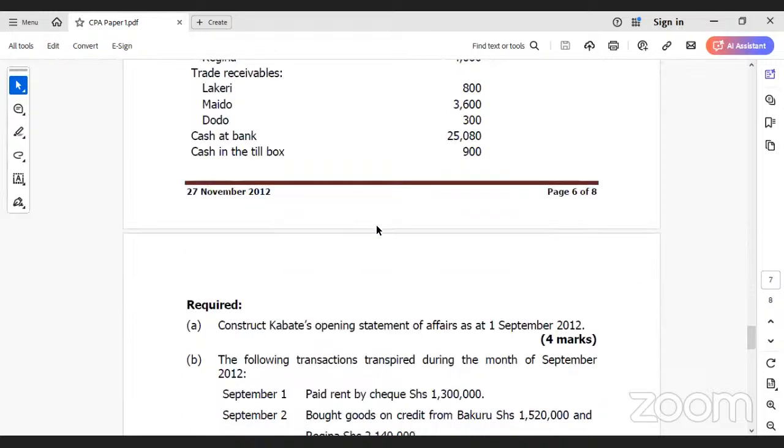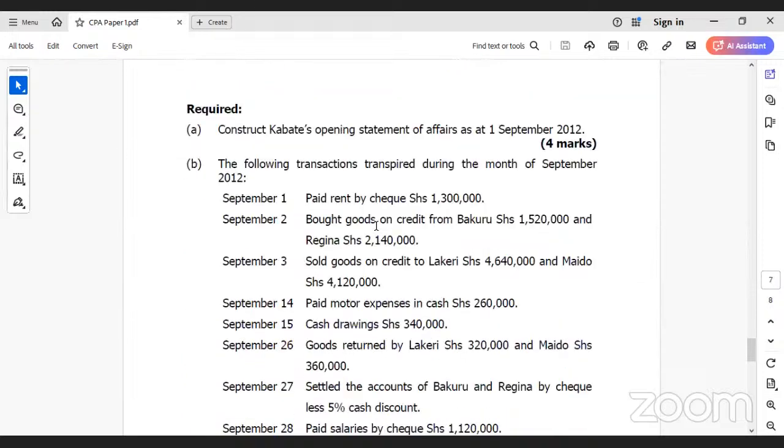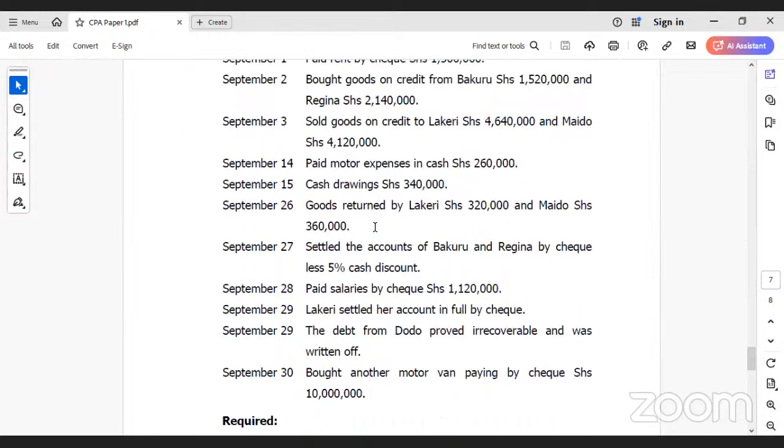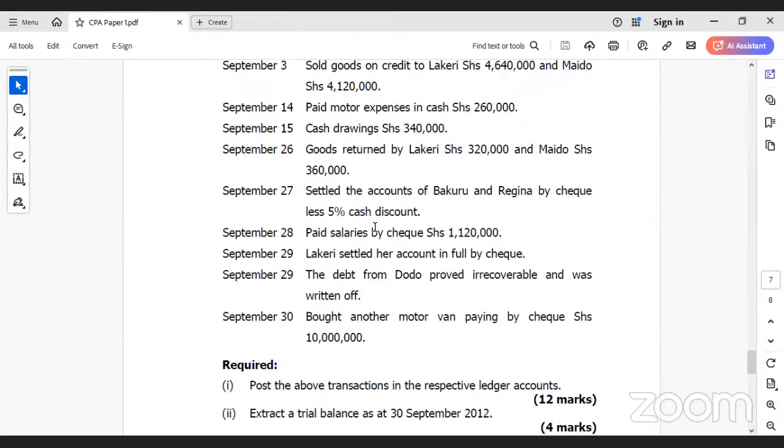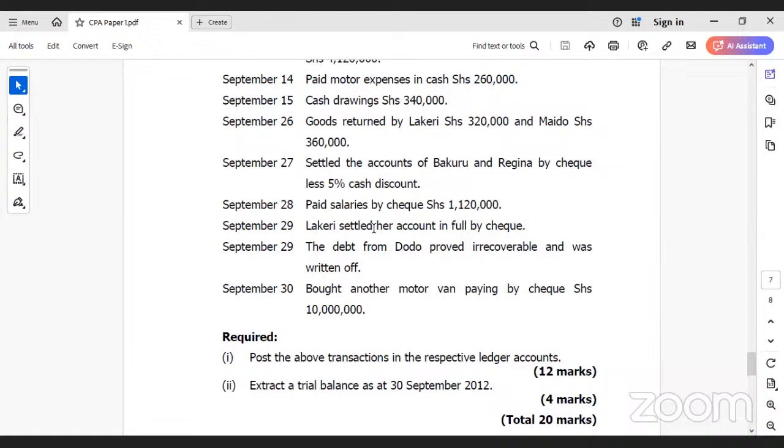Then part B was we are given transactions during the month, and we are required to post the above transactions in the respective ledger accounts, something which we did. Also we are required to extract a trial balance, but of course we are not looking at the trial balance. We just posted the transactions to respective ledgers. We are going to see how to balance those accounts and then come up with a trial balance.